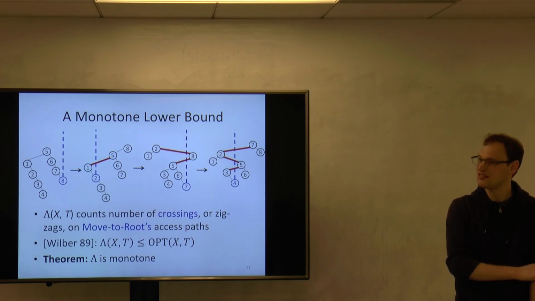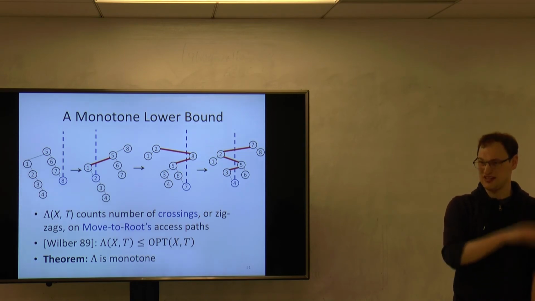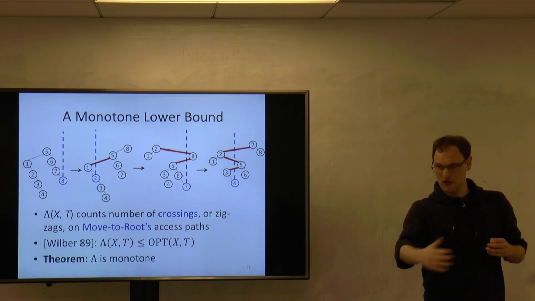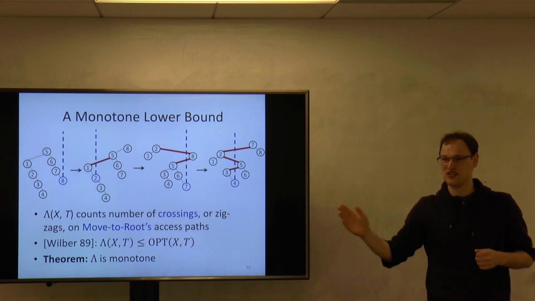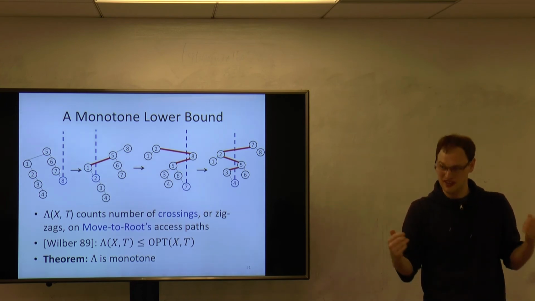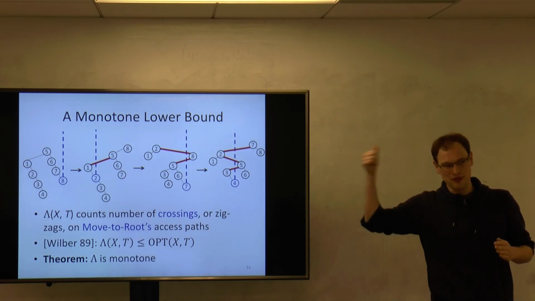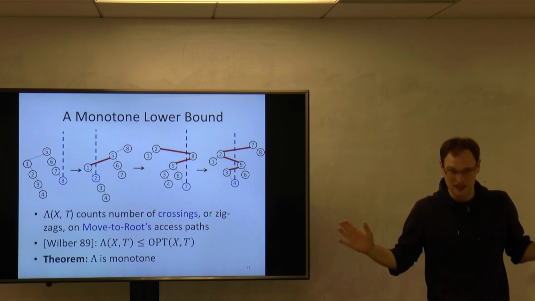Yes? Wait, because the line crossing actually depends on how the tree looks. So does that depend on the execution sequence, or only on the query? It depends. The algorithm is fixed. I fix move to root, and so given an initial tree and a request sequence, move to root executes it, and then I count the number of crossing edges specifically for move to root. It's a little bit strange. It's like pick some specific algorithm, count the number of these crossing edges encountered by that algorithm. That is a lower bound.